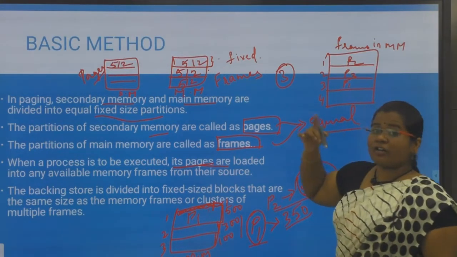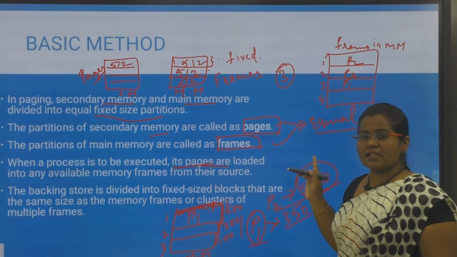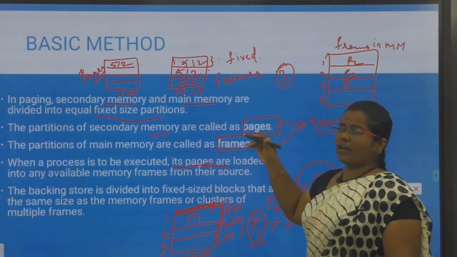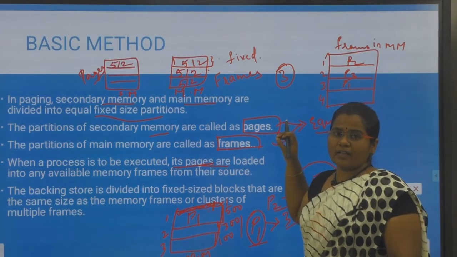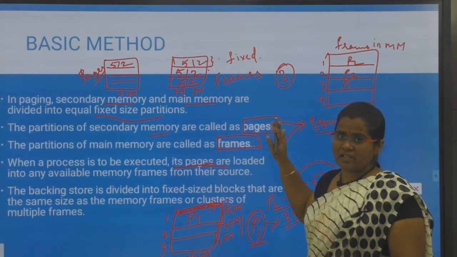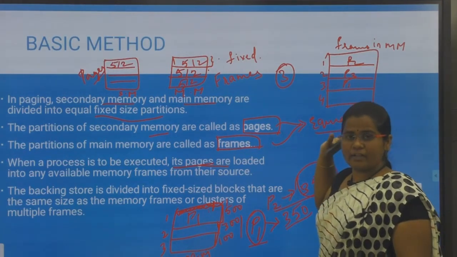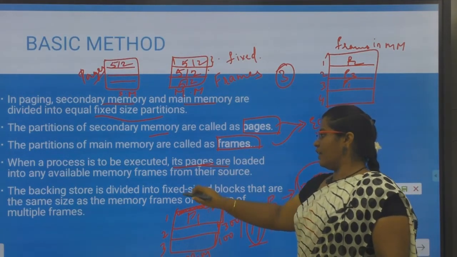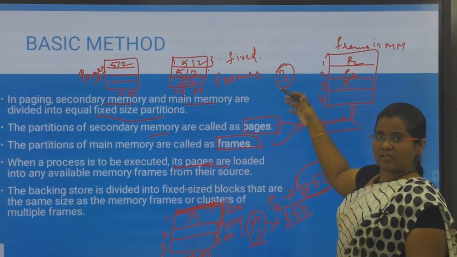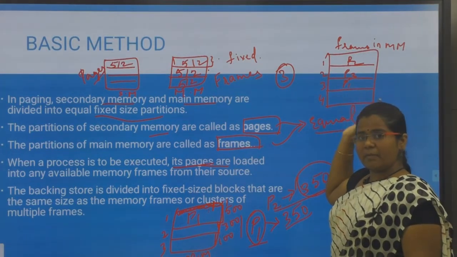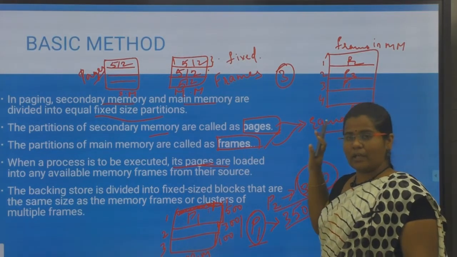Keep in mind that paging is a non-contiguous memory allocation strategy, that is, you need not accommodate the whole process at the same place. You are now dividing your process into different pages, and you can accommodate these pages wherever a free frame is available in your main memory. In order to make these pages fit correctly into the main memory, you are making these two partitions equal in size.